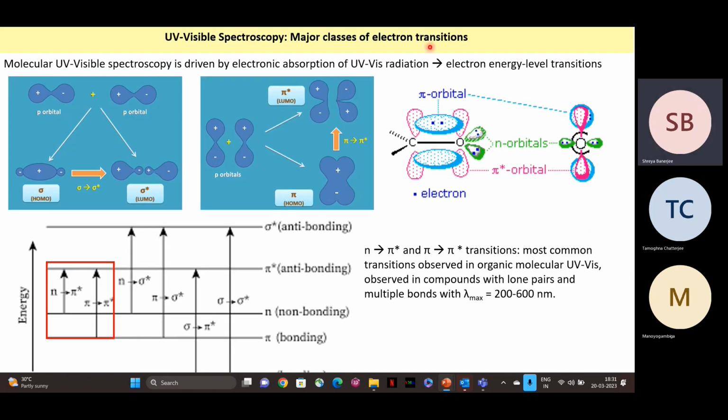So first we will start with UV visible spectroscopy. There are many different kinds of electronic transitions. As you know, we'll just shortly go into sigma and pi orbitals. Sigma orbitals happen when there is a head-on overlap between s or p orbitals.